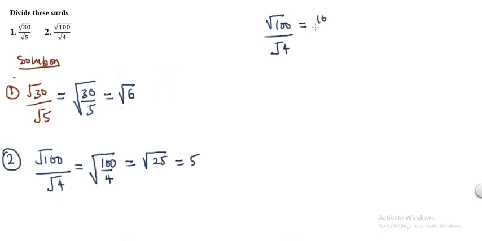Root 4 is 2. So this is 10 divided by 2, which is still 5. You can be flexible with these rules. You can do it whichever way you like, but make sure you are following the right rules.